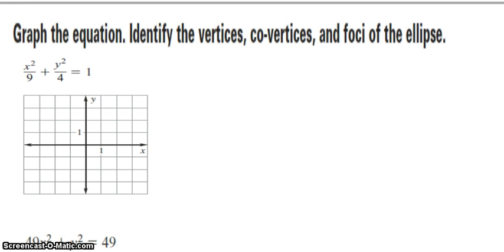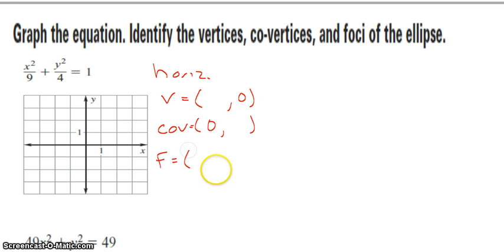If I was graphing an equation, the reverse of what we just did, we're also going to have to identify the vertices, co-vertices, and foci. So let's take a look. In this equation, my x value is larger. Therefore, it's definitely a horizontal ellipse. So my vertices are also going to follow and be x values. Co-vertices will be y values. And then foci follow along with the vertices, and those are also going to be x values.